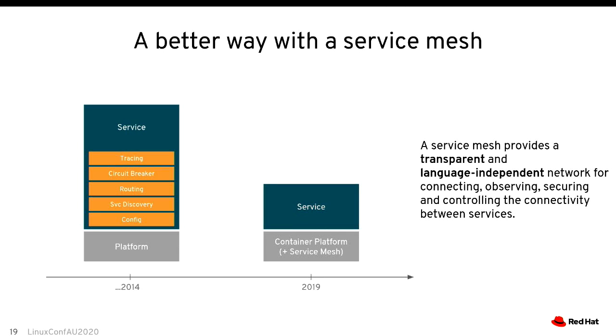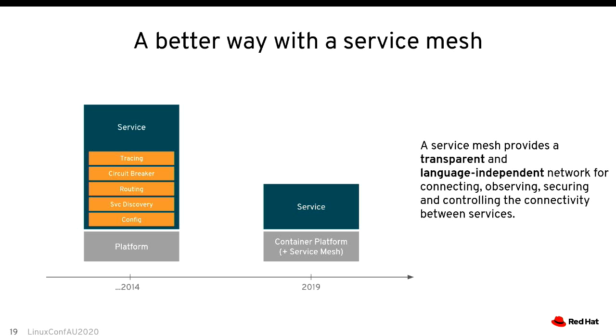So what does service mesh do, right? If you look to the left-hand side, way back in 2014, you had a container platform running below, which is in the gray color. You have a service, and that service actually had the embedded functionality of tracing, service discovery, configuration, and all those stuff. Fast forward 2019, I know we are in 2020, but I didn't update the slide.